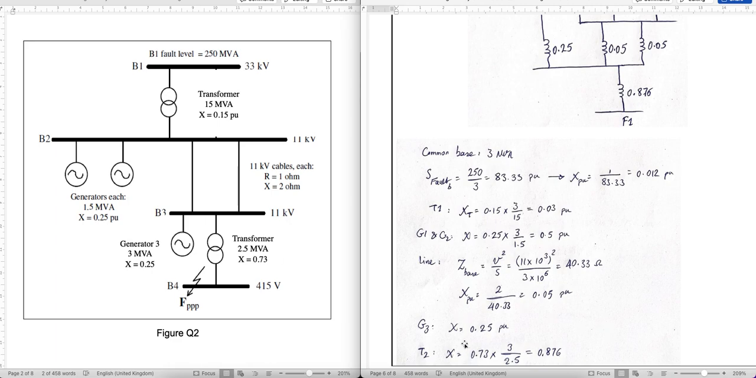So we don't need to do anything. So X for G3 equals 0.25. That is the value given in this question. 0.25.